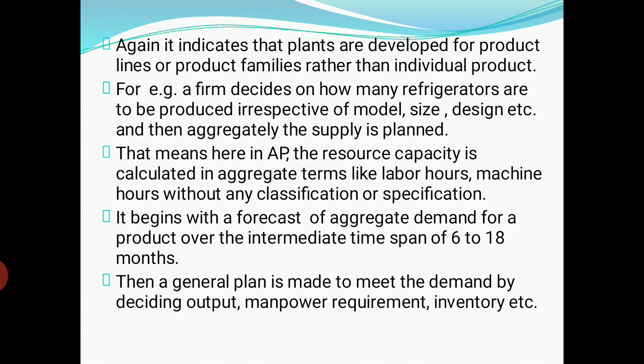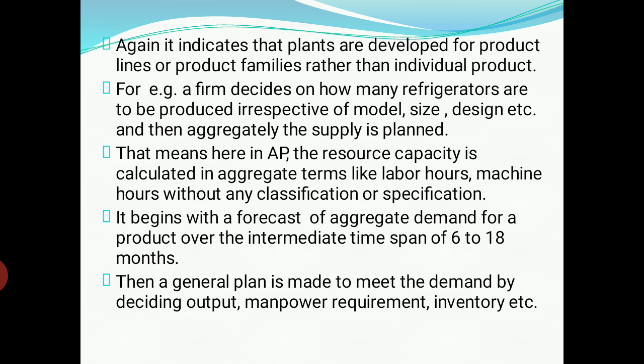There is a good example quoted in your text, and here also we can mention it. Suppose there is a company manufacturing refrigerators. We are trying to understand how AP is related to aggregate, that means how it is related to product families and not a single product. Suppose this manufacturer is manufacturing different types of refrigerators. Refrigerators may be of different size, model, design, color and facilities. We all know this, right?